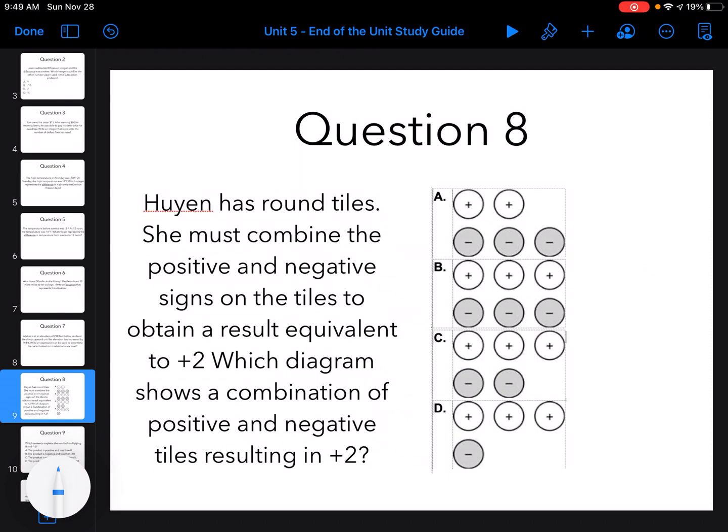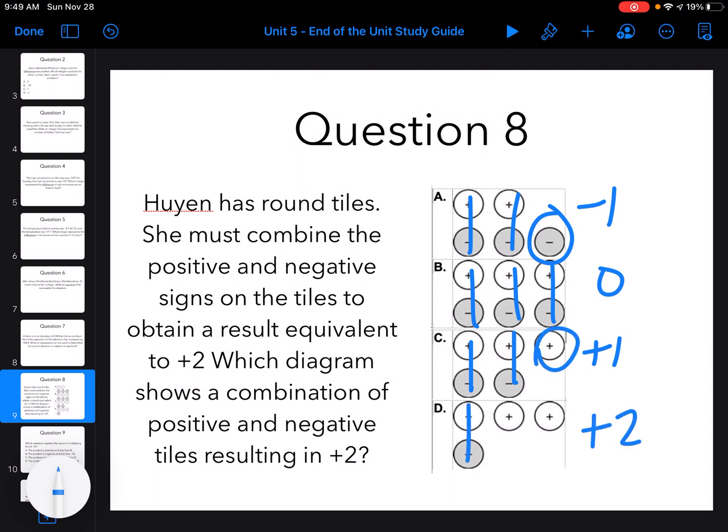Huyan has round tiles. She must combine the positive and negative signs that will result in a positive 2. Which diagram shows a combination of positive and negative that results in a positive 2? So it's a negative 1. So I'm creating 0 pairs. So a positive and a negative create a 0 pair. So it should have been D.